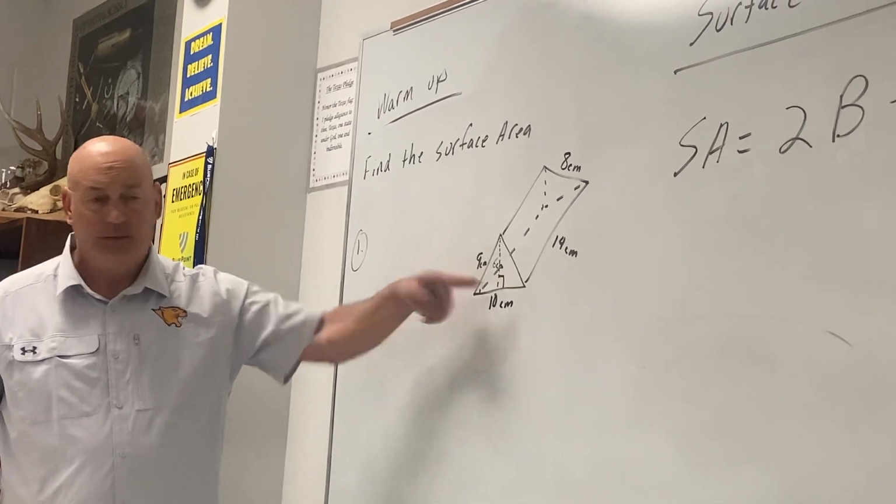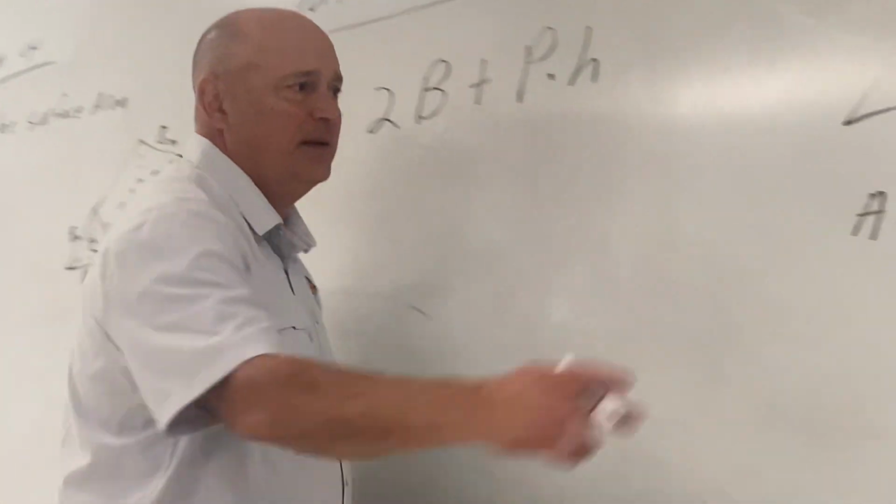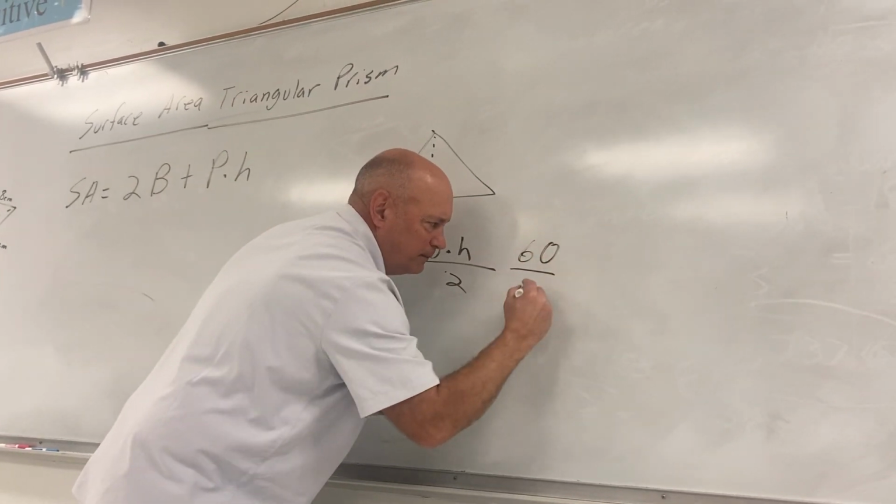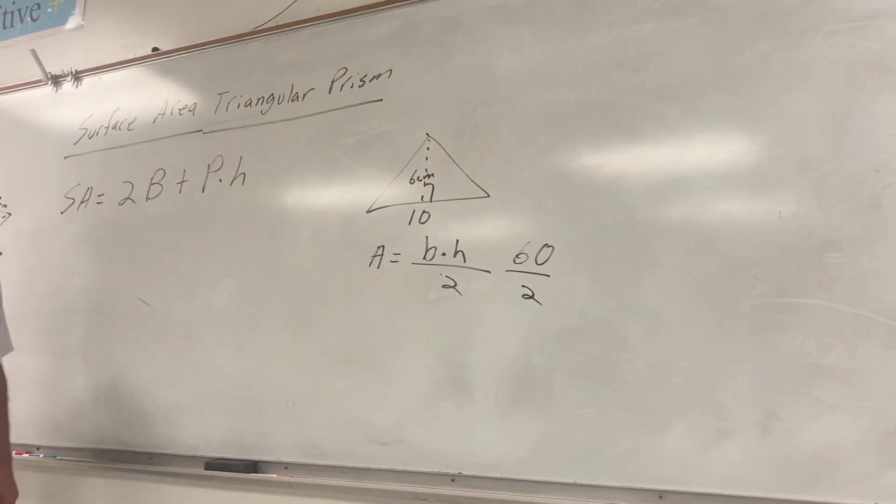Are we clear? All right, what's 10 times 6? 60. 10 times 6 is 60. What's 60 divided by 2? 30. Do y'all agree that big B is 30?